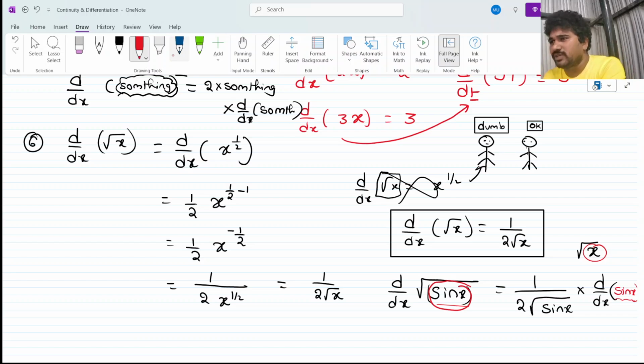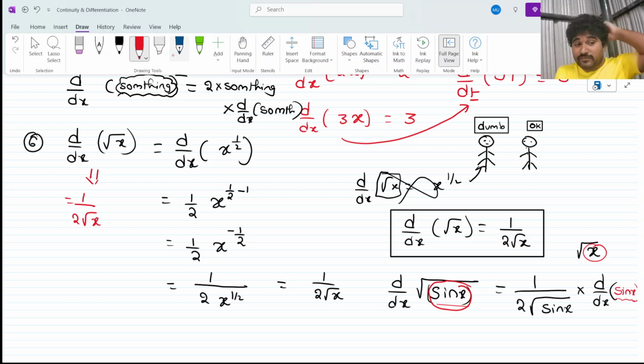Root of something, do it. If it is not just x, you have to do it continuously, until finally you just differentiate x. Okay, I will show you. Don't get confused. What formula did you learn? Can you tell me? d by dx of root x is what? 1 by 2 root x.